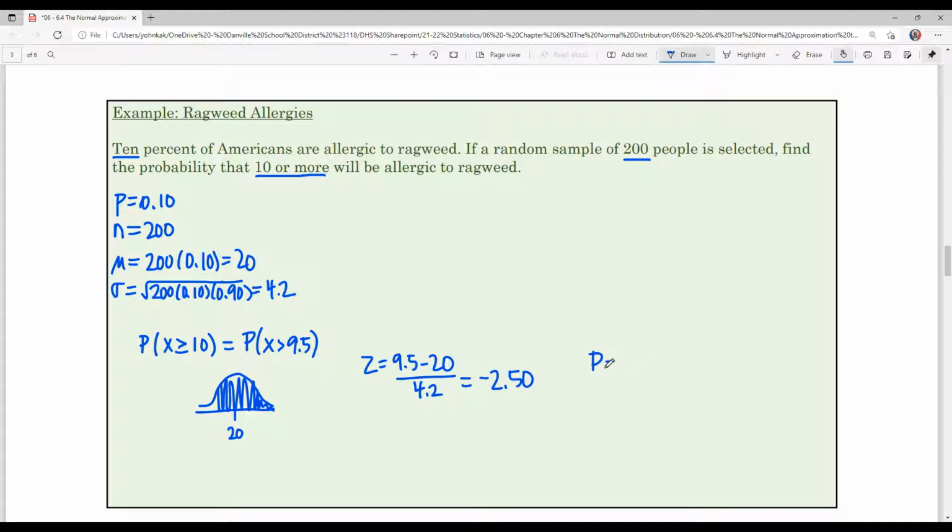My probability, since I'm shading to the right, is going to be 1 minus. I look up negative 2.50 on my z-score table, and I get 0.0062. So when I subtract from 1, I get 0.9938. So basically what this is saying is there is a 99% chance that if I randomly sample 200 people, I will find 10 or more to be allergic to ragweed.